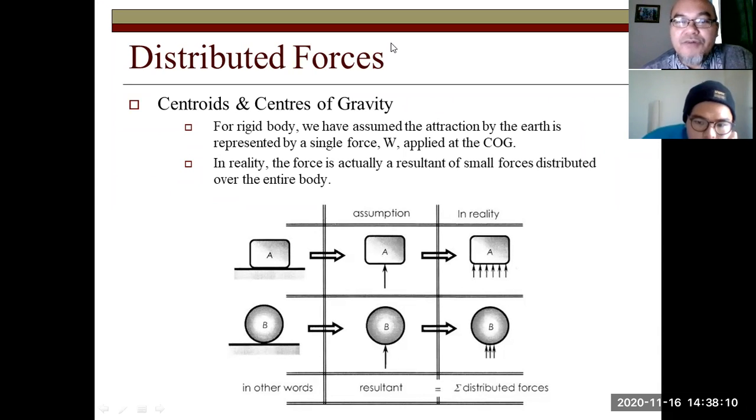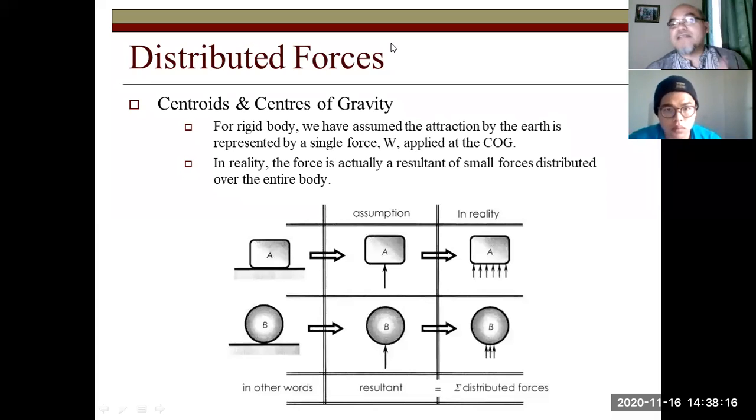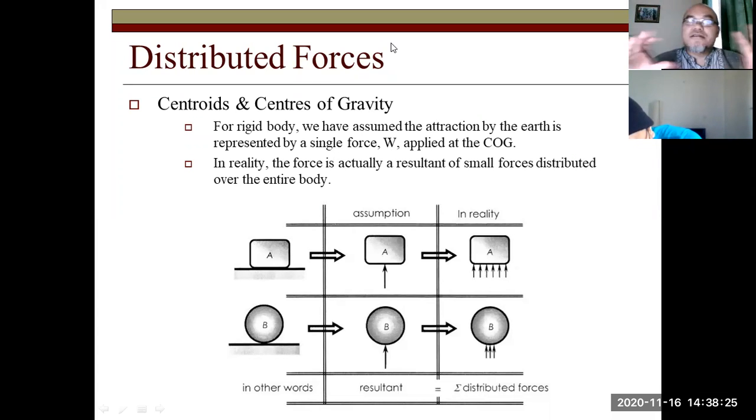For a rigid body, we have assumed the attraction by the Earth is represented by a single force applied at the center of gravity, because the mass is distributed evenly throughout the geometry of that structure. That is why the weight is applied at the COG, the center of gravity.